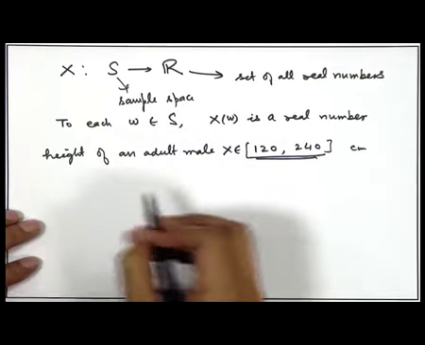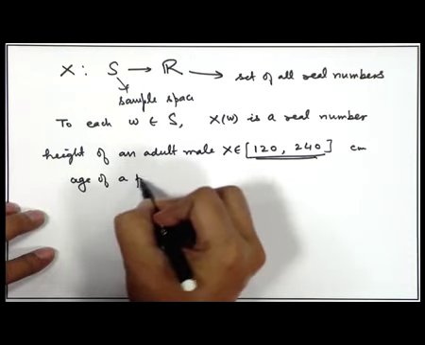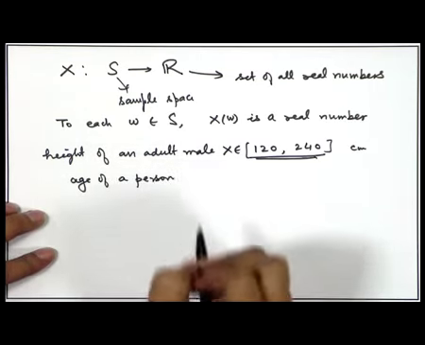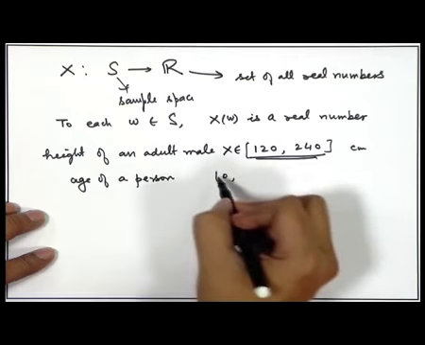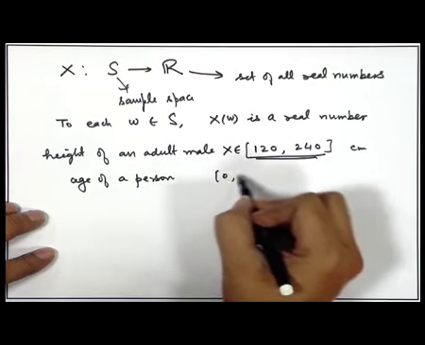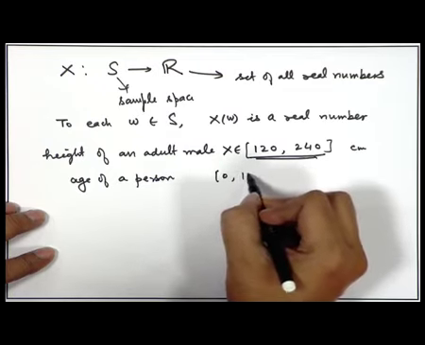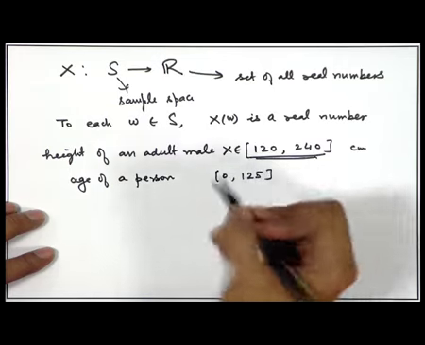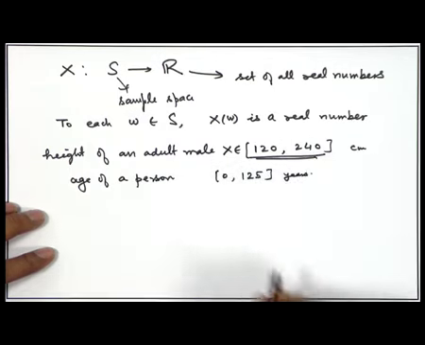Suppose I consider age of a person. So, age of a person can be from 0 to any number. So, suppose I am considering in years. So, maybe the oldest known person may be maximum 120 years of age. So, you can put 0 to 125 years.